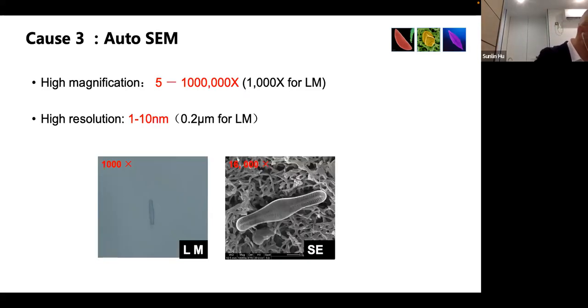The last cause behind the high sensitivity is auto SEM. SEM has the advantages of high magnification and high resolution compared to LM's usual maximum magnification of 1,000 times. SEM can magnify a sample tens of thousands of times easily. Thus, every detail of diatoms can be observed clearly under SEM, which is ideal for diatom identification and classification.